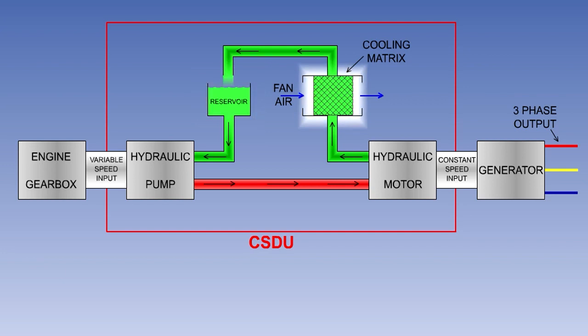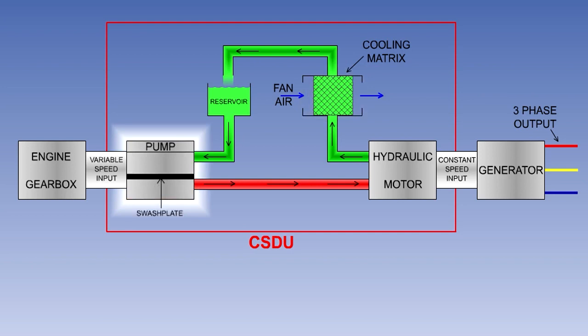The oil circulates through an oil cooler, which uses ram air, or, on a bypass engine, fan air, as its cooling medium. The output of the hydraulic pump, and therefore the speed of the hydraulic motor, depends on the angle of a swash plate within the pump.